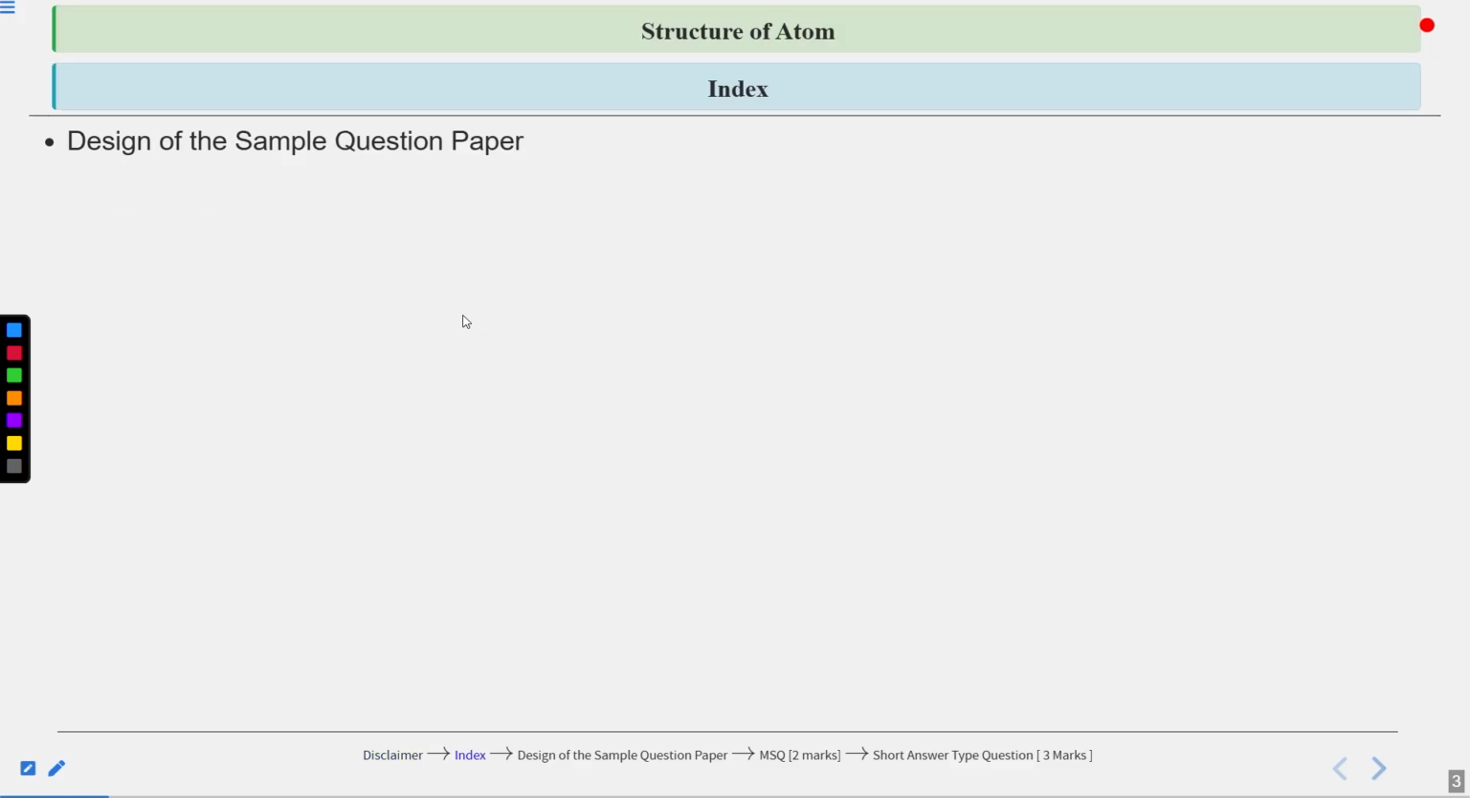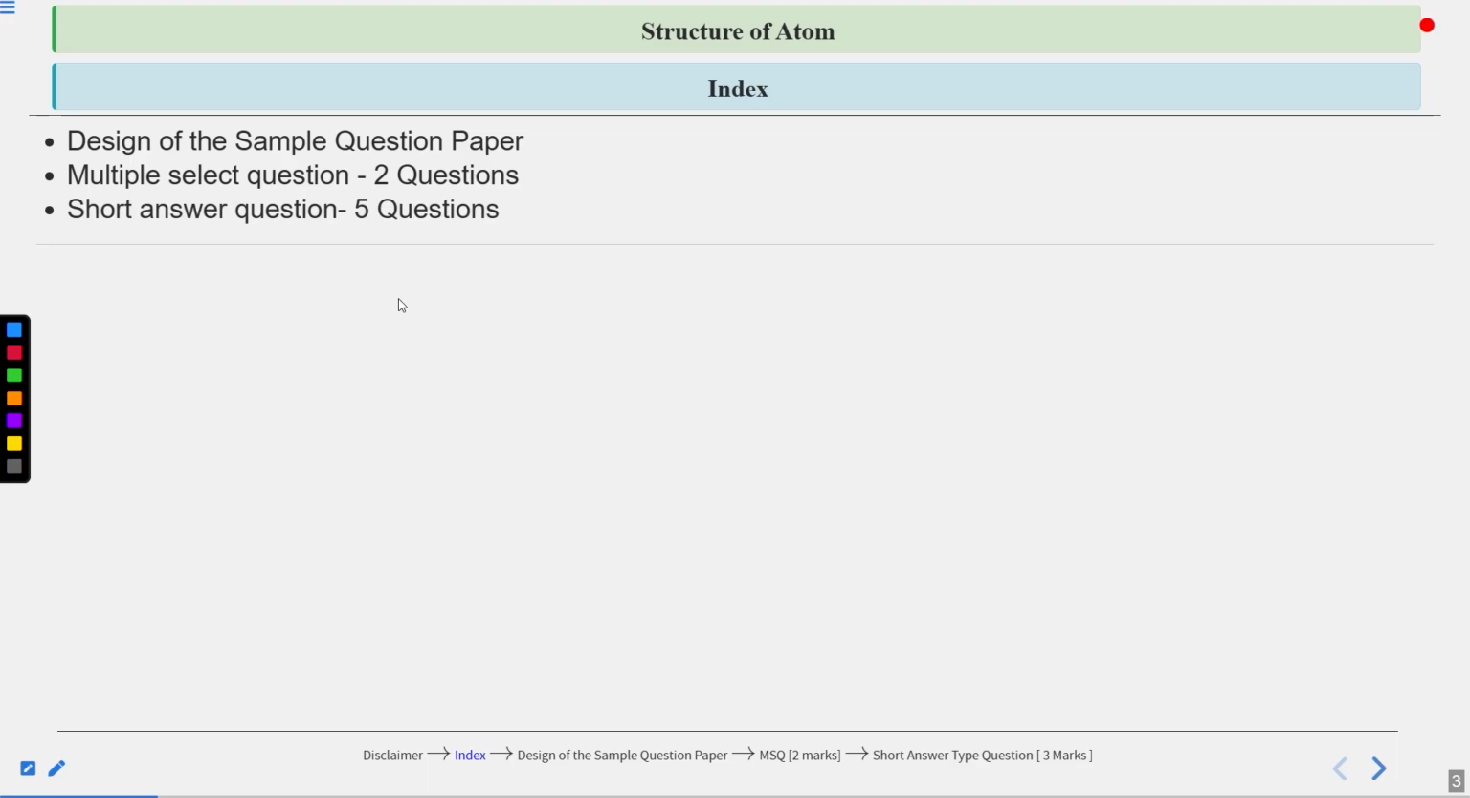The first thing that we will see is the design of the sample question paper. Second thing is the multiple select question. So there are two questions asked from this chapter. Now remember students that the quality and the quantity that I am describing here may vary from school to school. So this is just a standard one that I have taken directly from the NCERT. Next is short answer question. So 5 questions will be of this short answer type.